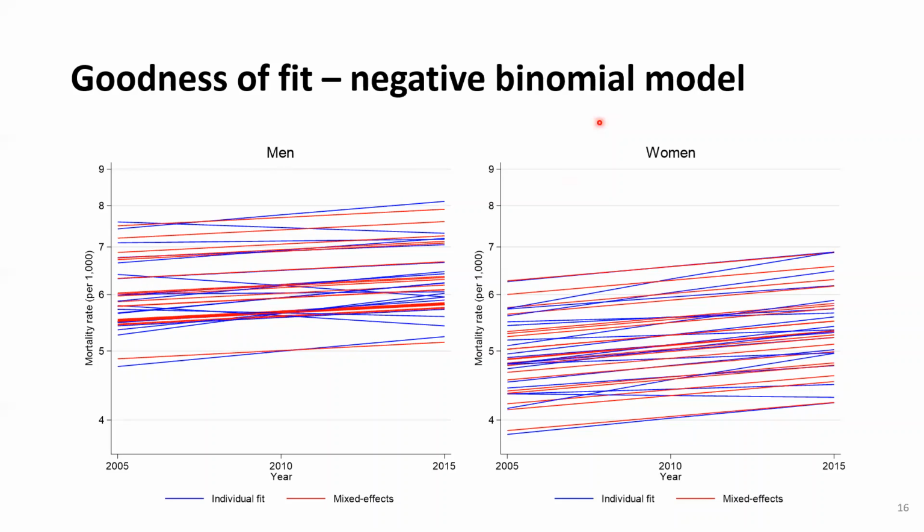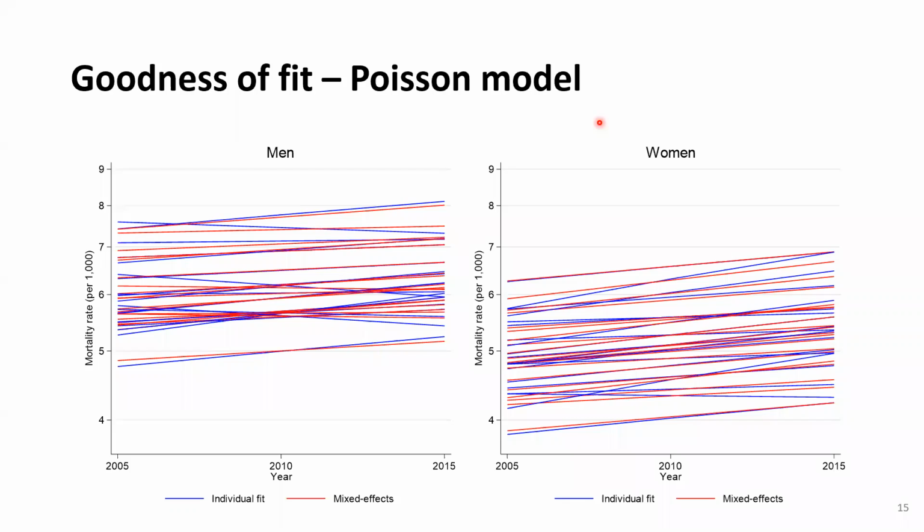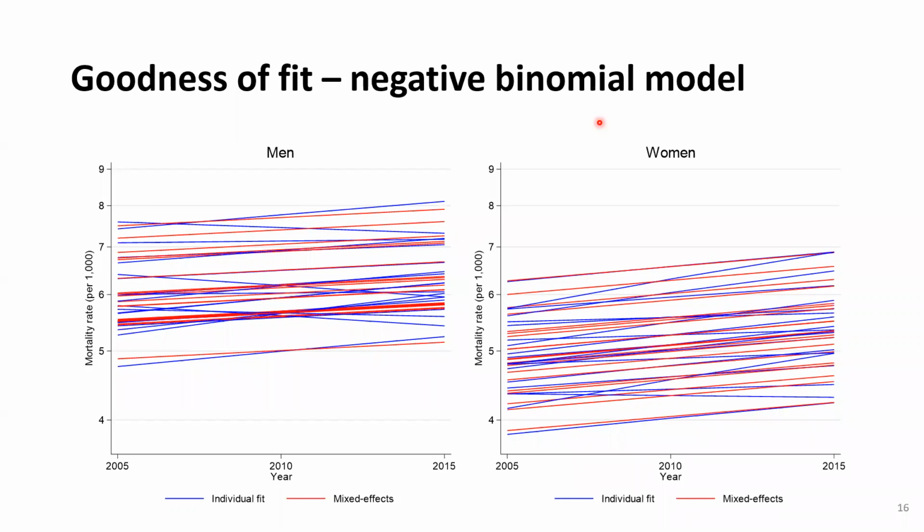And the next one is the negative binomial model. This is Poisson, and this is negative binomial. Which is better? Somehow it's difficult to say, I think. They are somehow different, but somehow close. But when we look closely at the negative binomial model, the red lines are kind of parallel.